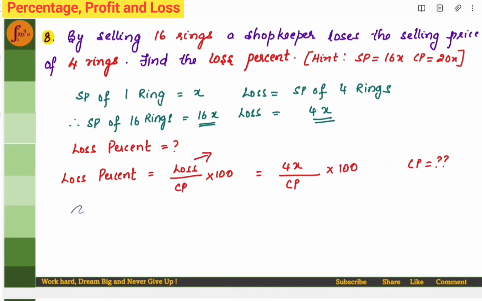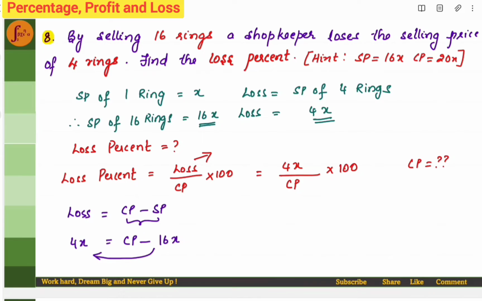Now what is loss formula? Loss is equal to cost price minus selling price. In case of loss, it has to be cost price minus selling price. In case of profit, it is selling price minus cost price. Now, we don't know the cost price, so we'll leave it like that. What is the selling price? We'll have to take selling price of 16 rings, because he has sold 16 rings. It is 16 times X. What is the selling price of 16 rings? 16X. And what is the loss incurred? 4X. Therefore, we'll shift 16X this side, right?